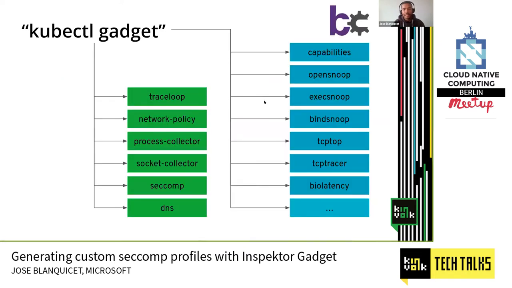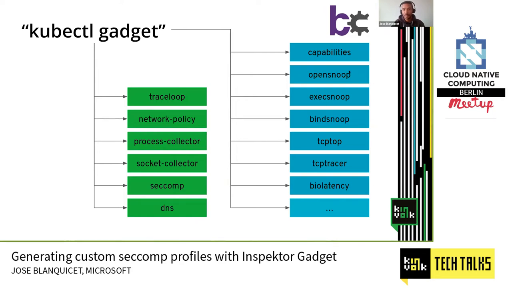Now, there is a myriad of gadgets available. The ones in blue are the ones that we take from the BCC tools. Maybe you already know them. These are BCC tools that we are wrapping and enriching with the Kubernetes metadata.